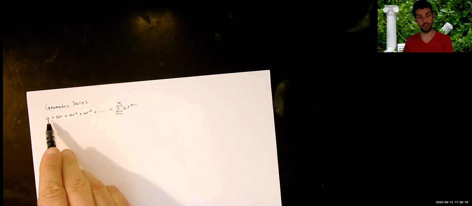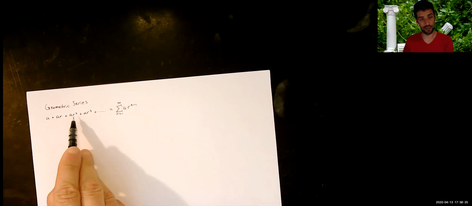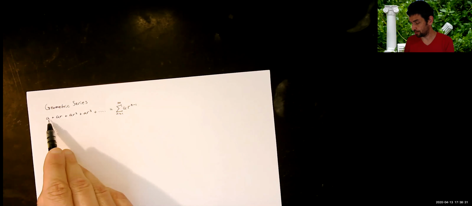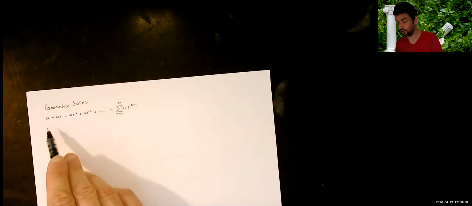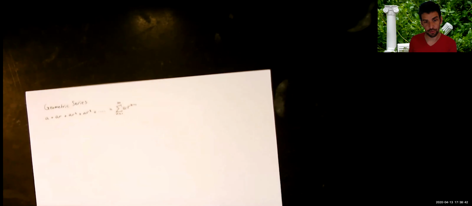In the first term, a is just a constant, and this constant is being multiplied by what we call the common ratio r, by increasing powers of r. So in the first term, it's r to the 0. That's why we have this n minus 1. When n is 1, the power is 0. In the second term, the power on r is 1.